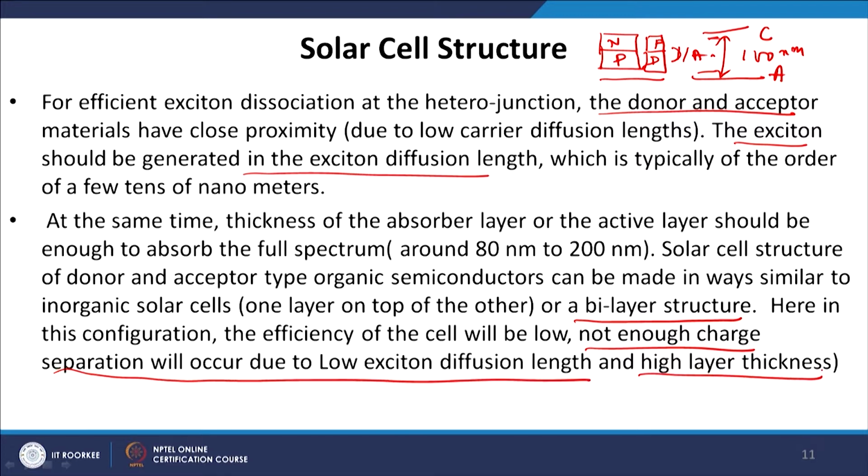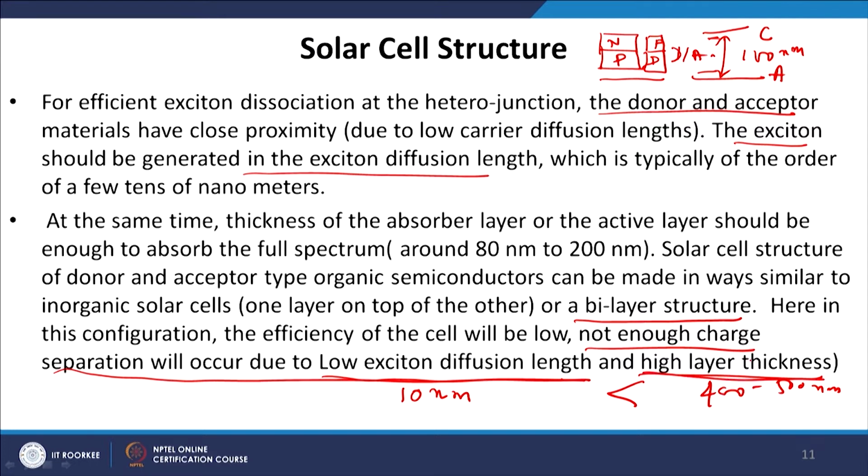Now these are the two competing parameters. One is the low exciton diffusion length. When I say low exciton diffusion length, what is the relative parameter to which this value is low? In a conjugated polymer, the exciton diffusion length is 10 nanometers, whereas the active layer has to be thick enough to absorb the sunlight, and usually the thickness of this active layer is around 400 to 500 nanometers. So this number is much higher than 10 nanometers. The exciton diffusion length is much smaller than the layer thickness.